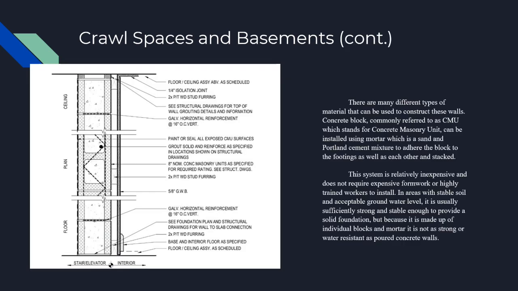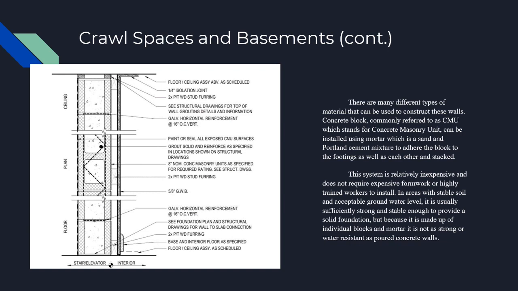There are many different types of material that can be used to construct these walls. Concrete block, commonly referred to as CMU, which stands for Concrete Masonry Unit, can be installed using mortar, which is a sand and Portland cement mixture, to adhere the block to the footings as well as each other and stacked. This system is relatively inexpensive and does not require expensive formwork or highly trained workers to install.